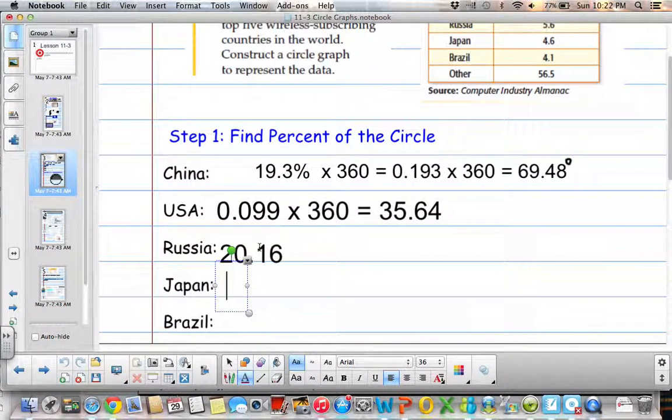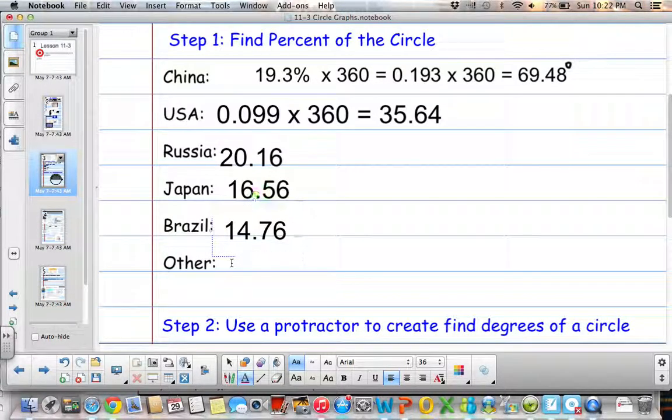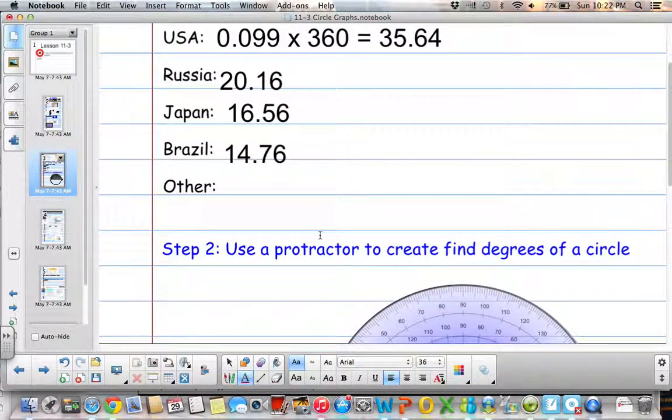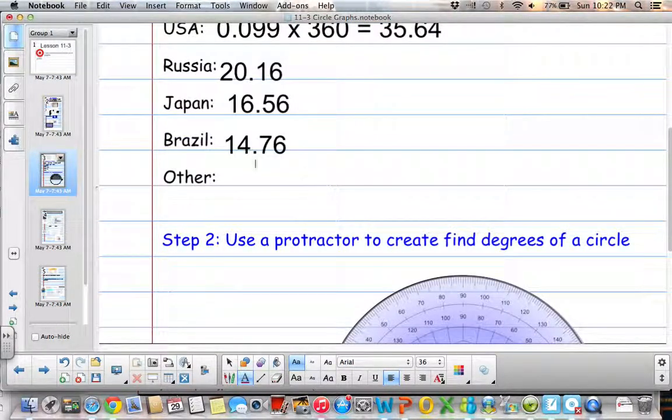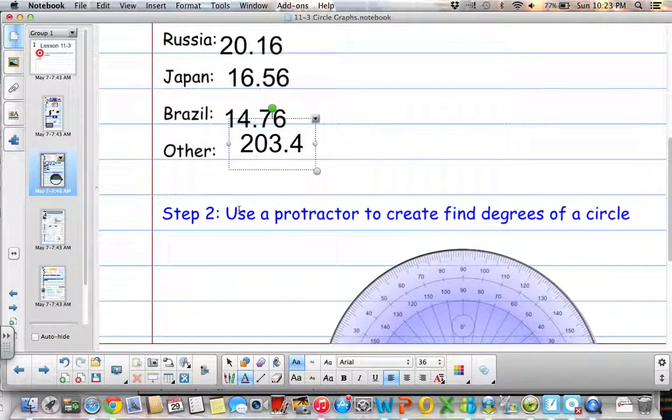Japan, 0.046 times 360, 16.56. Brazil, 0.041 times 360, and we get 14.76. And then the other is 0.565 times 360, 203.4 degrees.